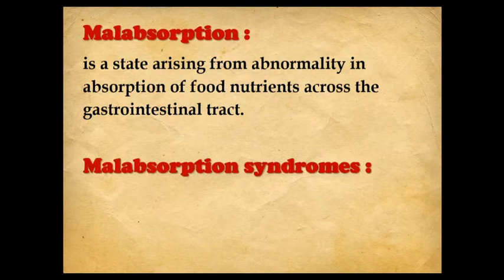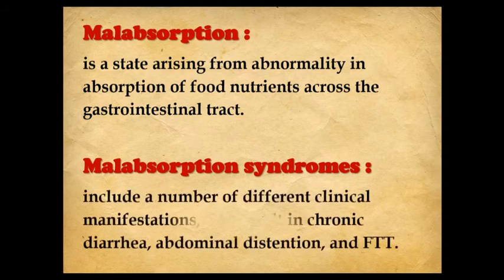But the malabsorption syndromes, and we say syndromes because it is more than one syndrome, include a number of different clinical manifestations that result in chronic diarrhea, abdominal distension, and failure to thrive. So the syndrome of malabsorption results from the malabsorption process that happens during the absorption of food and nutrients, as you see here in the definition above.